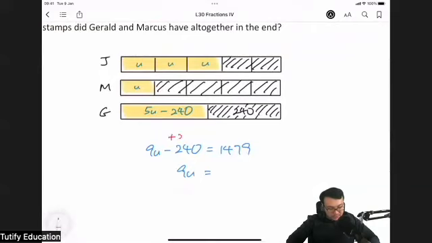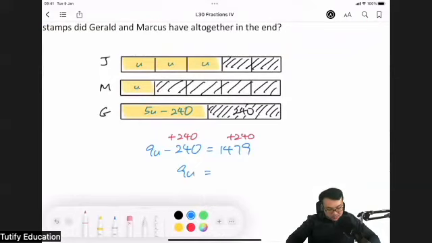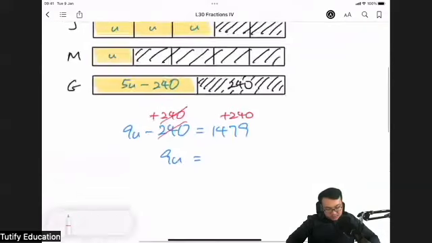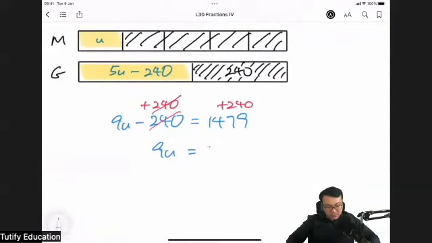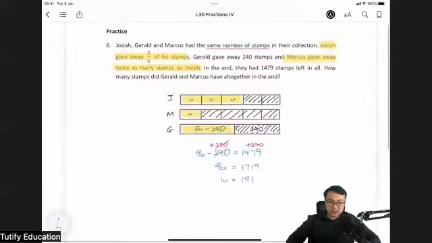So now I want to find 9 units. I want to get rid of this, so I must do the opposite. I do that on both sides. Then this will cancel out each other. So 1479 plus 240, you get 1719. Now we know that 9 units is 1719. So 1 unit equals to 1719 divided by 9. Divide by 9, you get 191.